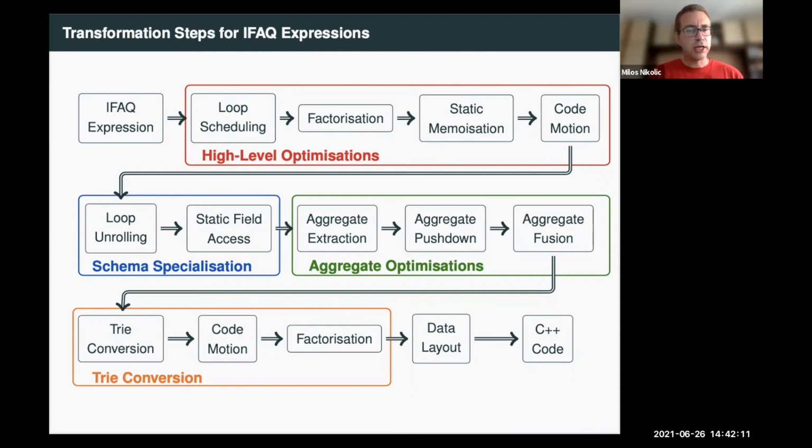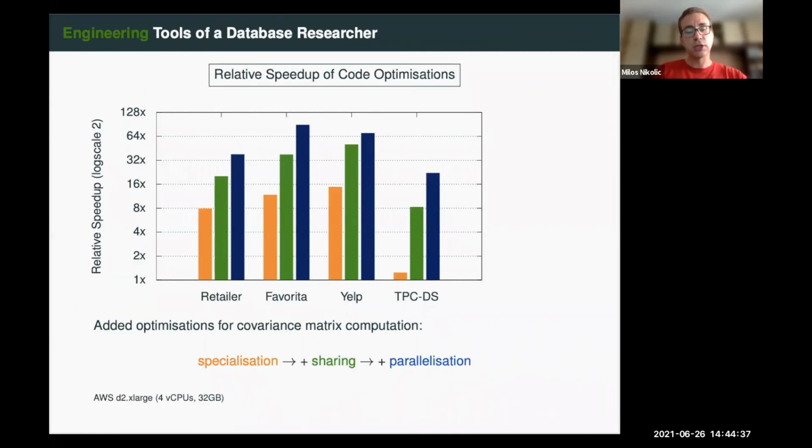After that, we specialize the code to the schema of the input data. Then we identify and extract aggregates from the program. We perform aggregate pushdown and fusion, and by doing so, we also achieve the sharing across the aggregates. Eventually, we look into relations, and we see relations as tries organized to match the order of join attributes. And then finally, we generate code that would minimize the number of operations, taking into account the trie organization of these relations. And this shows in performance.